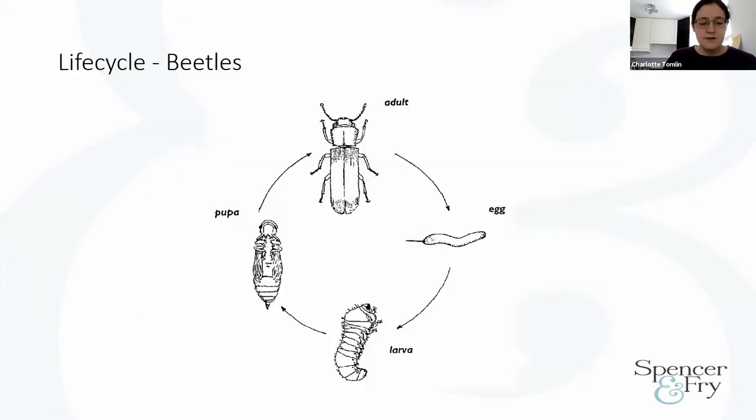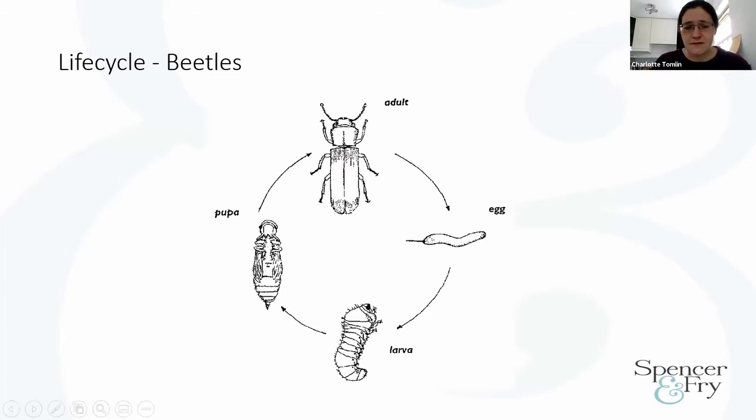So before we go on to look at each of these creatures more individually, it's important just to have a look at the life cycles of these insects, because we need to understand this in order to be able to identify them, but also to be able to prevent and remove them. So first off, we've got the life cycle of a typical pest beetle.